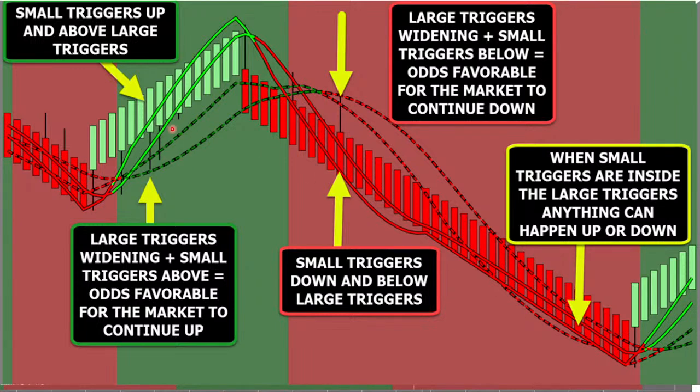So strength to the upside will always look like this. Strength to the downside will always look like this, guys. This is about the shortest lesson that I teach. When the smalls are below, everything is wide, the colors match, the space is there. Awesome. This gap lets me know that the odds are favorable for the market to continue down.